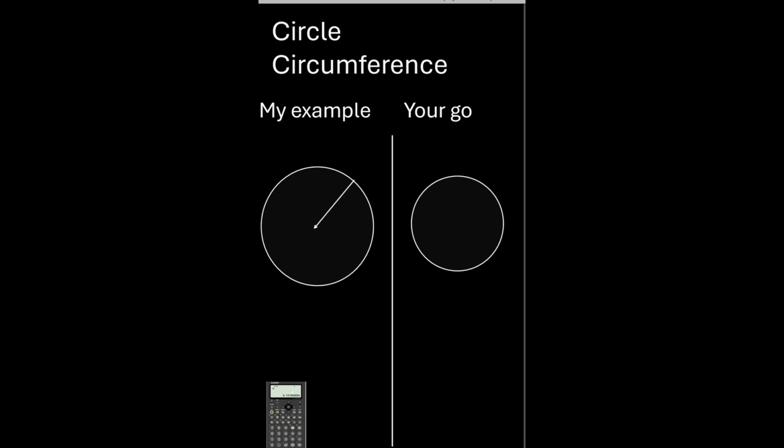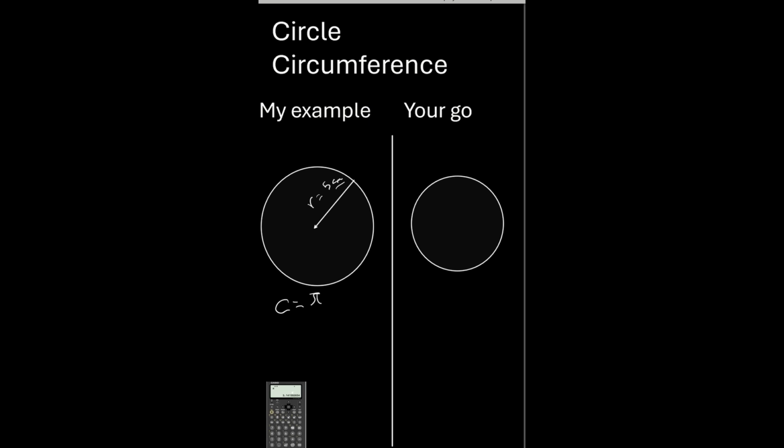Okay, so in less than 2 minutes, let's see how we can get the circumference of the circle. Okay, so this is the radius here. R equals 5. Let's give it 5 centimeters. Okay. So what is the rule to get the circumference of the circle?